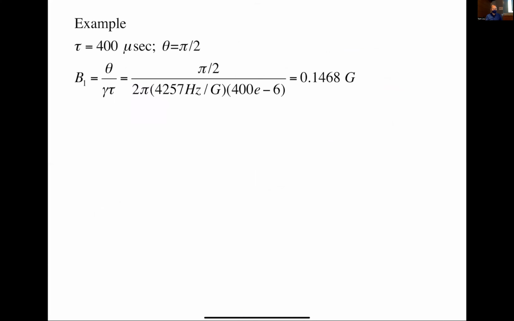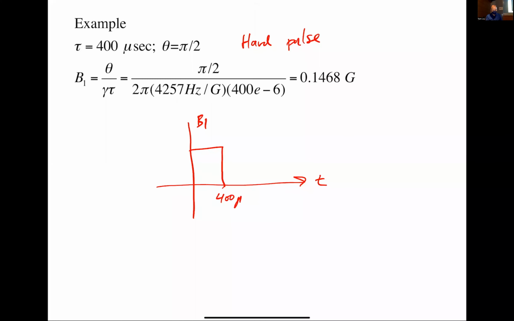So let's take a very simple example. This is what's called a hard pulse. The pulse would look like this. In time, I would just turn on my B1 field and have it on for 400 microseconds. And the question is simply, if I want a theta of pi over 2, what should this amplitude be? So this is the first calculation we're going to do with MRI. I think there's a similar one on homework 5. So with this, you should be able to do that homework 5 problem.